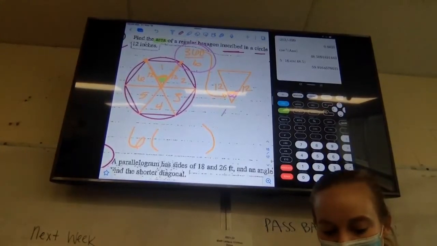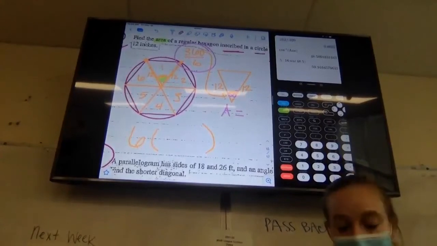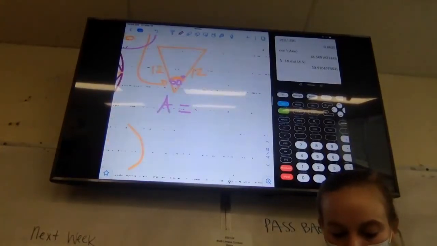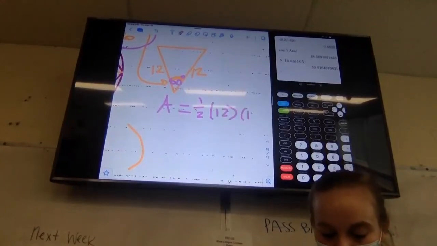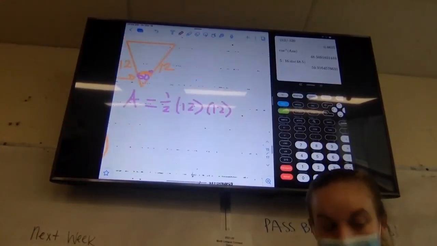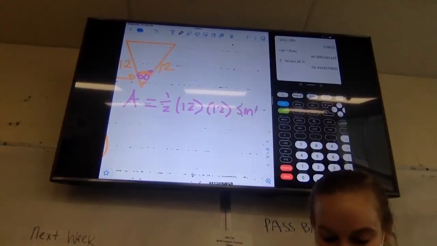Can we find the area of this triangle right now? Yeah. 1/2 times sine of 60. Very good.